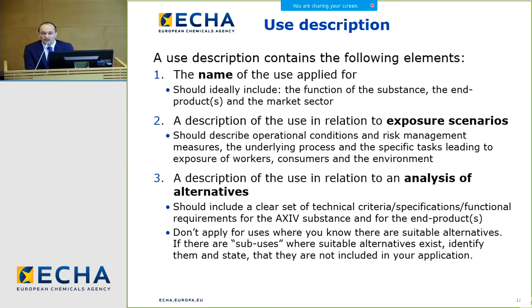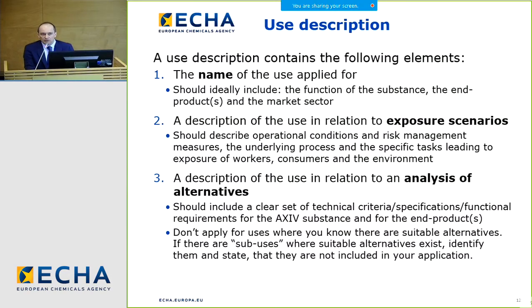Okay, what are the elements of the use description? We have identified 3 of them. The first one is the name. The name of the use applied for is kind of the tip of the iceberg. It's the title of your book, if you want. So it should ideally include the function of the substance, the end products that are associated with the use of the substance, and the market sectors where these end products are commercialized. If you get the use name right, it's already good.